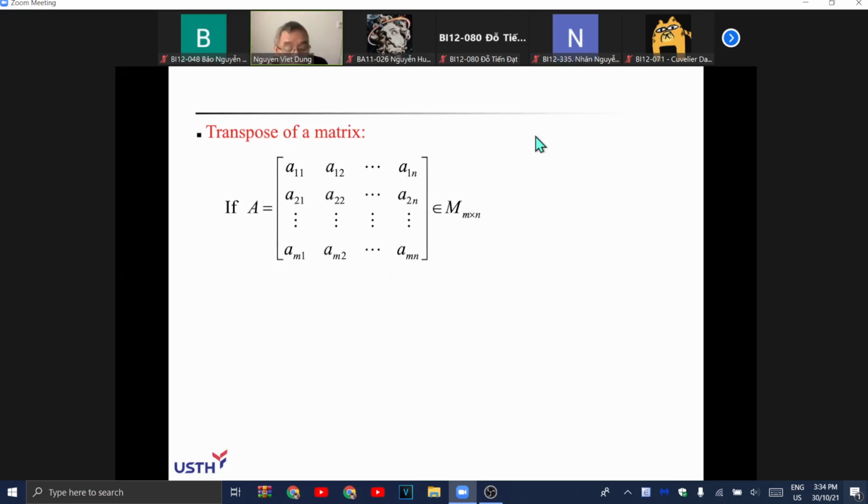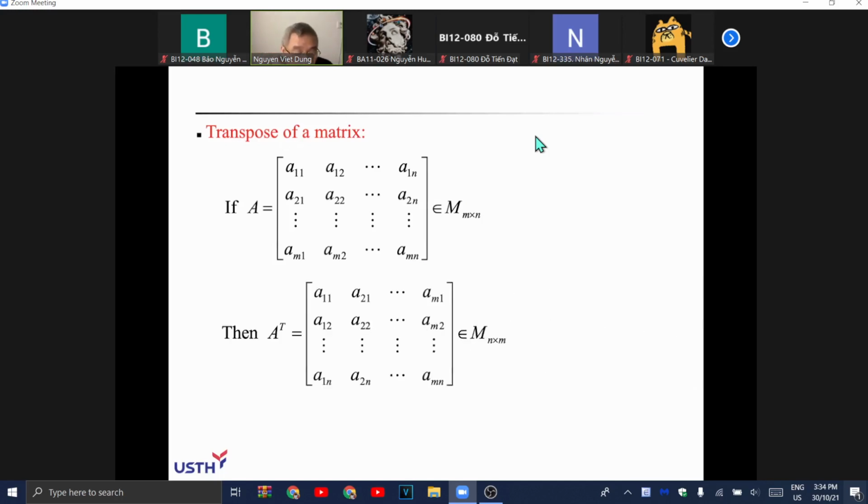Suppose that we are given A, a matrix of size m by n, like here. Then we denote A T to be that matrix, a matrix of size n by m. Please pay attention to the size here. You see, it's very easy to define. We call it A T, the transpose of A. T stands for transpose. And how can we get A T?